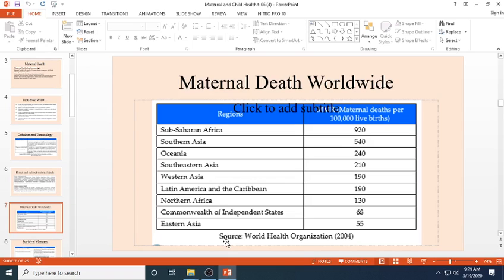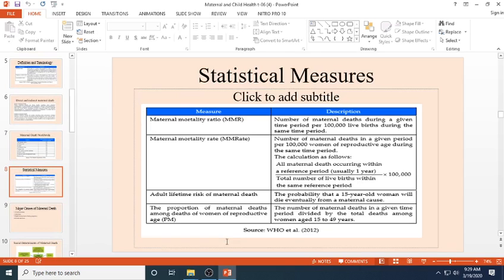Okay, these are some of the statistics and figures from the World Health Organization which show the number of maternal deaths worldwide. According to that, most maternal deaths are reported from sub-Saharan Africa and the least number of deaths are reported from Eastern Asia. When it comes to maternal health, there are some other terms you should know. Those are maternal mortality ratio, maternal mortality rate, adult lifetime risk of maternal death, and the proportion of maternal deaths among deaths of women of reproductive age.